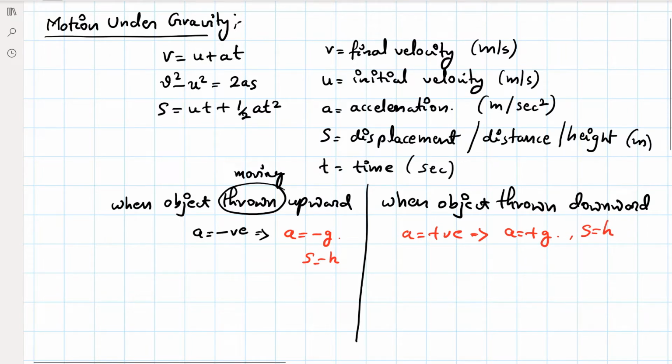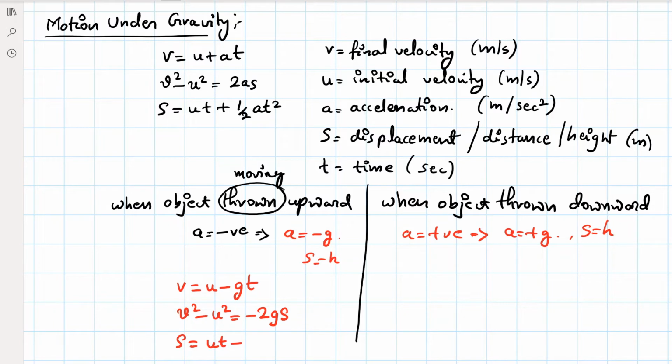So now the three equations will be V is equal to U minus, instead of A, minus G, that is minus GT, then V square minus U square is equal to minus 2 into G into S, then we have S is equal to UT minus half GT square.